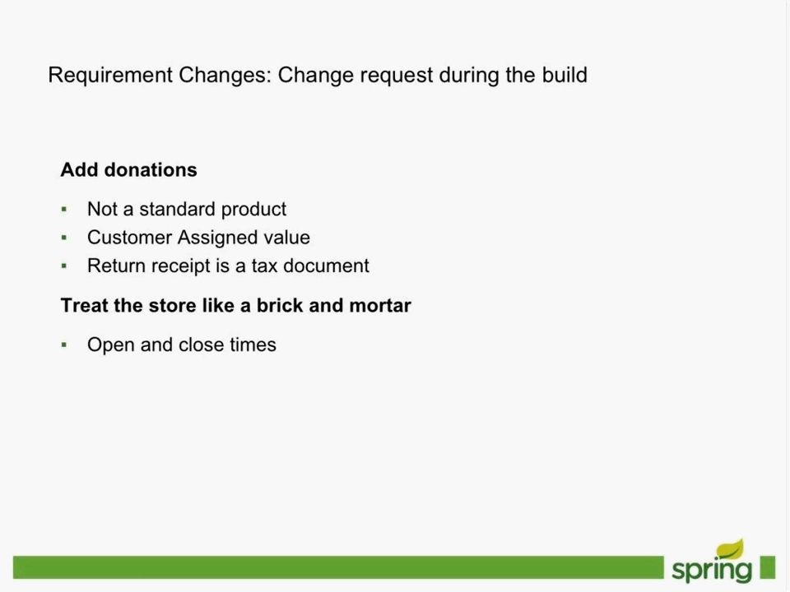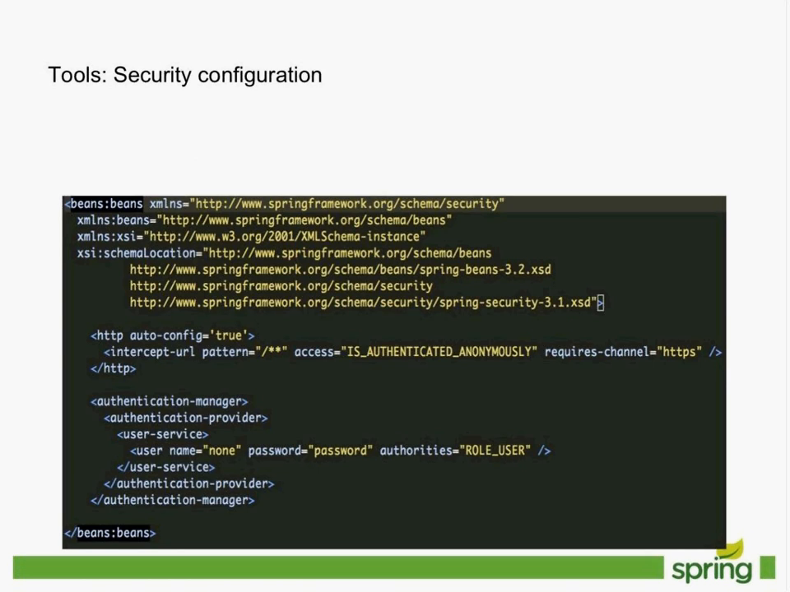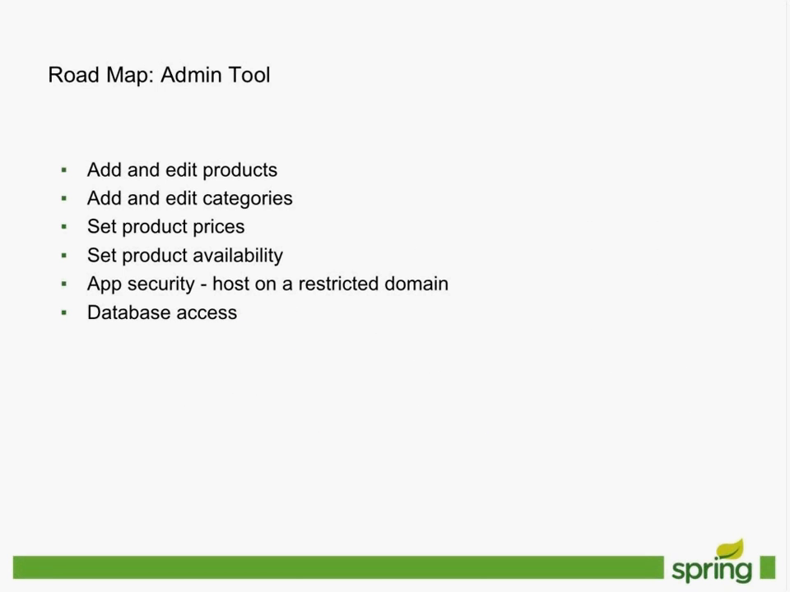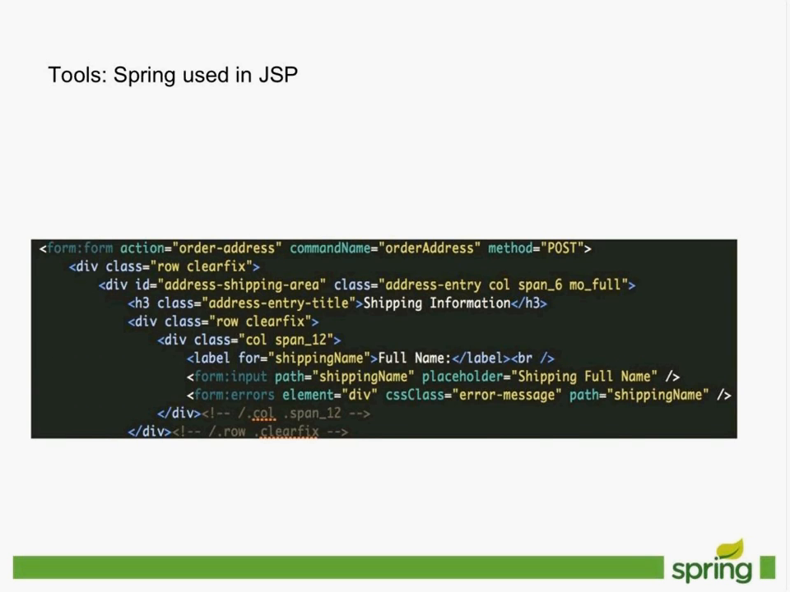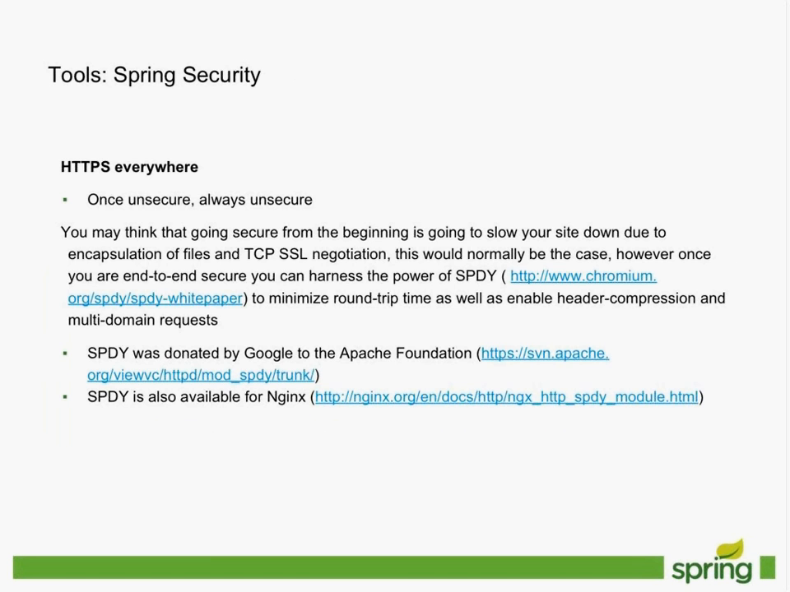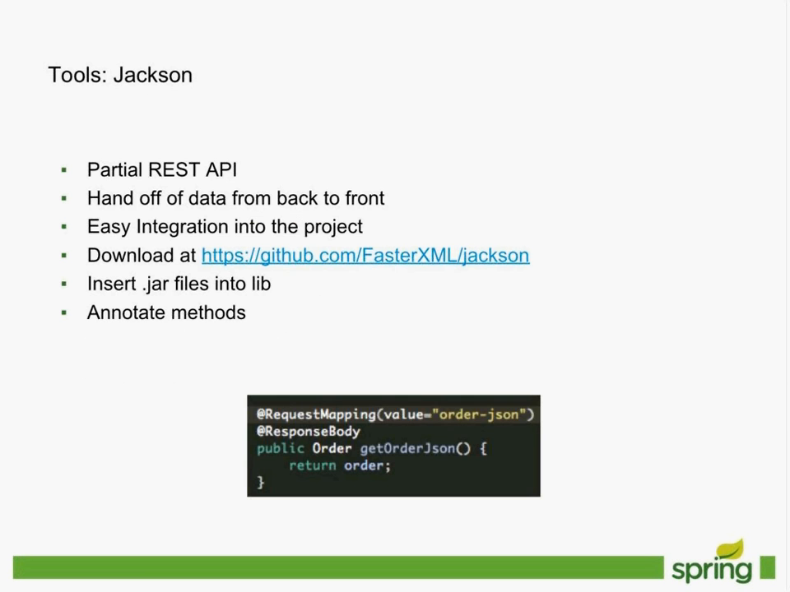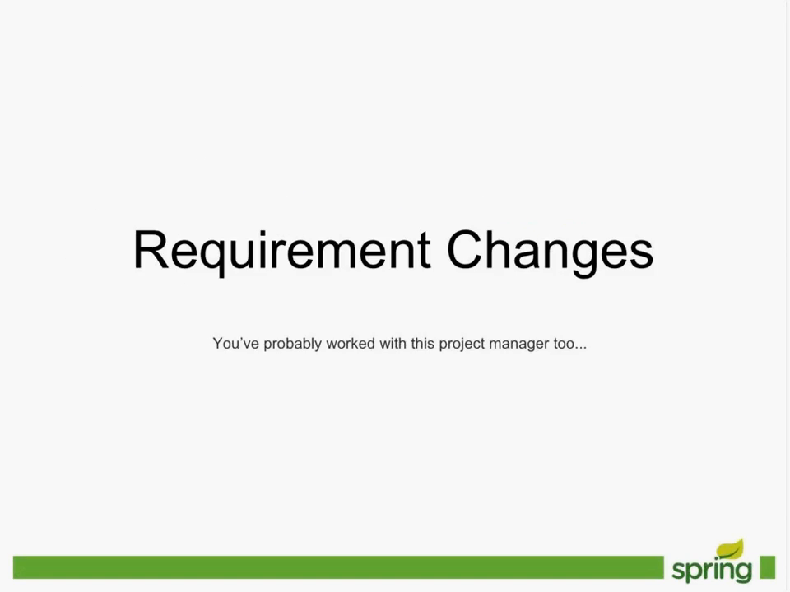We can go back to the tools page. Yeah, maybe that was it. There we go. We talked about them individually. Oh, okay. Sorry, we didn't list them, but the tools that we used were basically Spring MVC, Spring Security, Spring JSP tags, security configuration, Mongo, Jackson, and we had a third-party credit card processor.